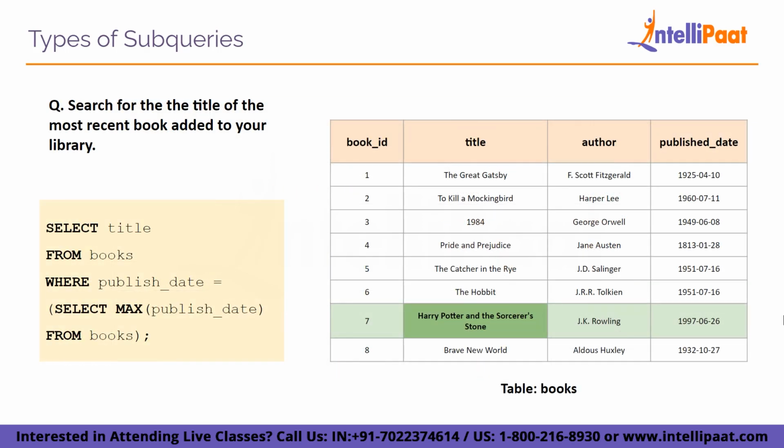So here is our query. In this query, you can see a subquery inside a parenthesis: select max publish date from books. So what is it doing? It's basically fetching the most recent published date, which is then compared to the published date in the outer query. So by running this whole query, we will get an output as Harry Potter and the Sorcerer's Stone, which is the recent book that we have added in our library, right?